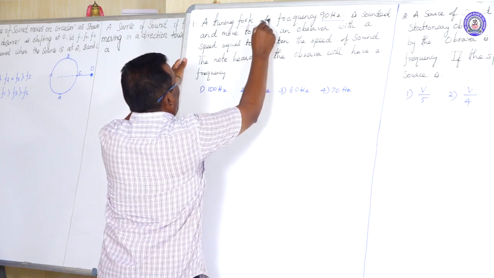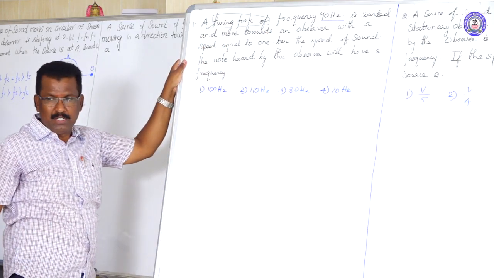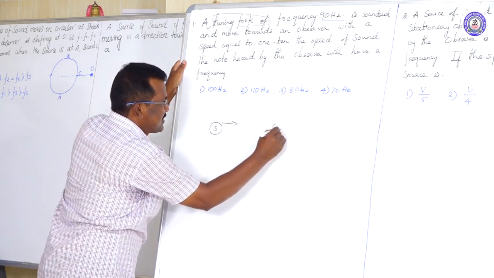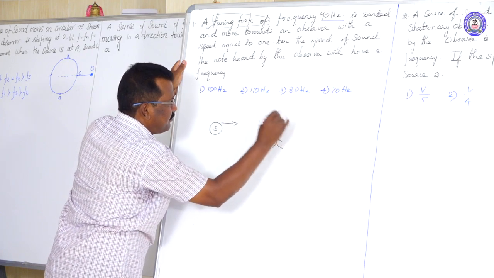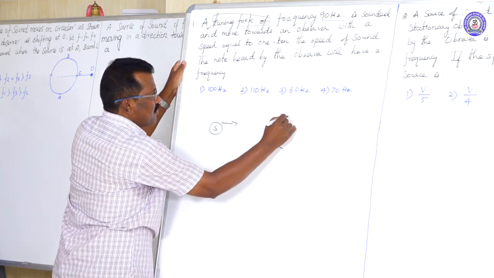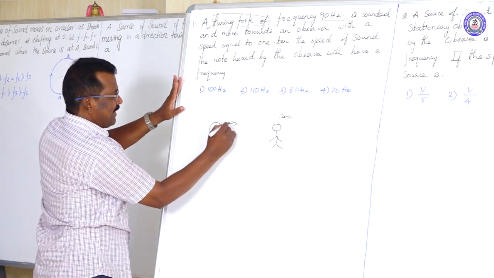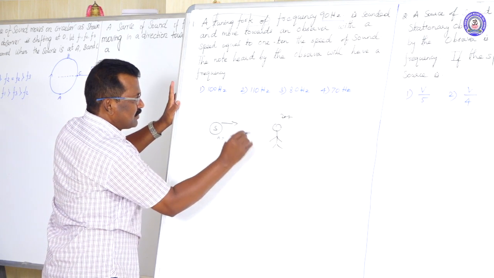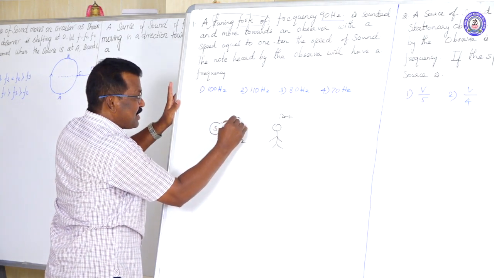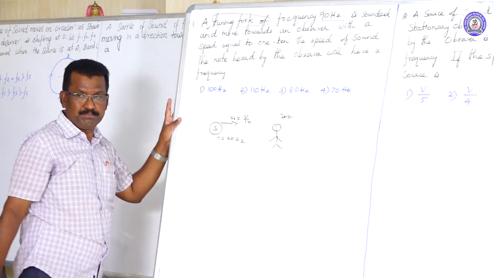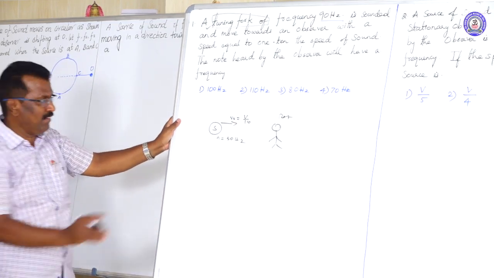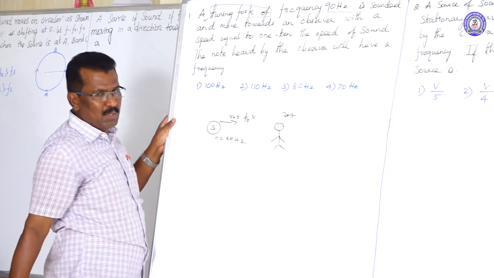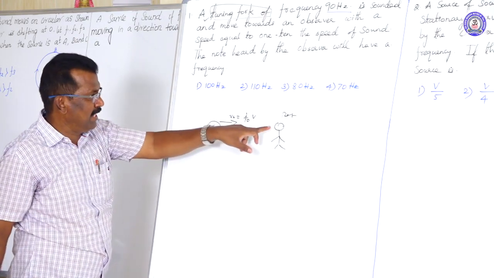Tuning fork of frequency. The tuning fork is the source, moving towards a stationary observer. The observer is at rest. The source is moving, producing the frequency n equal to 90 Hz. The velocity Vs is equal to V by 10, that is 1/10 of V. What is the frequency heard by the observer?